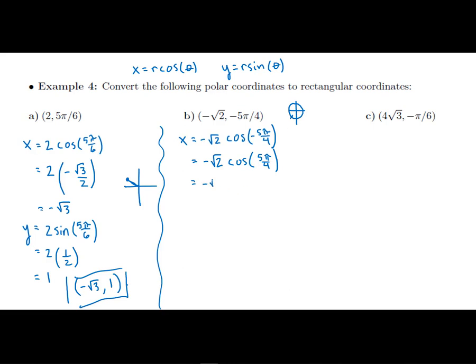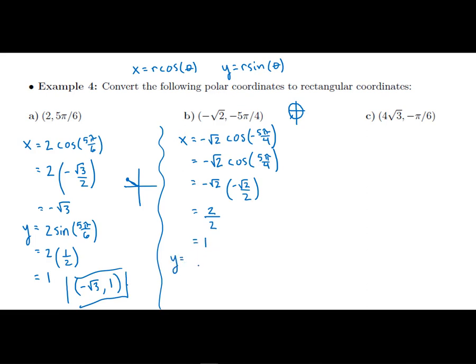So it'll be negative root 2 times, and when we have odd multiples of pi over 4, that's going to give me root 2 over 2. So negative root 2 times negative root 2 is, of course, positive 2 over 2, which gives me 1.